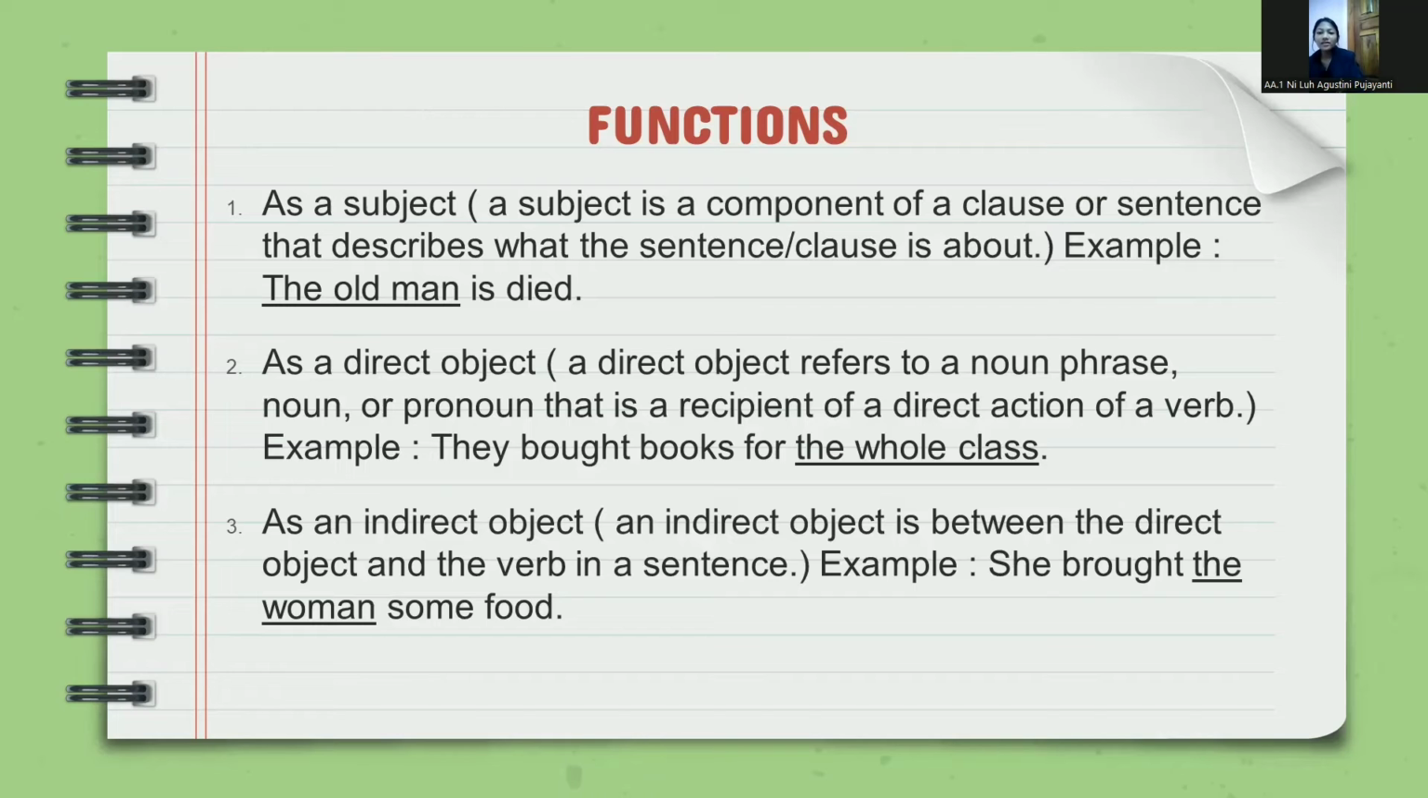And then as an indirect object. An indirect object is between the verb and the direct object in a sentence. For example, she brought the woman some food. The indirect object is the noun phrase, in this case, the woman, and the food is the direct object. It gets the verb action from brought.